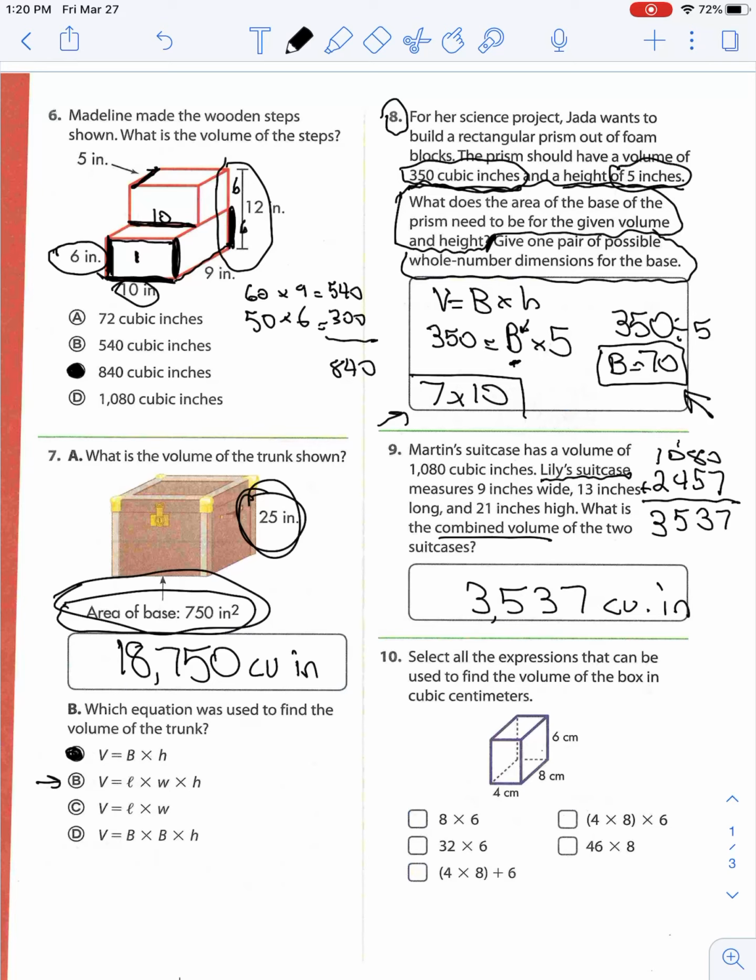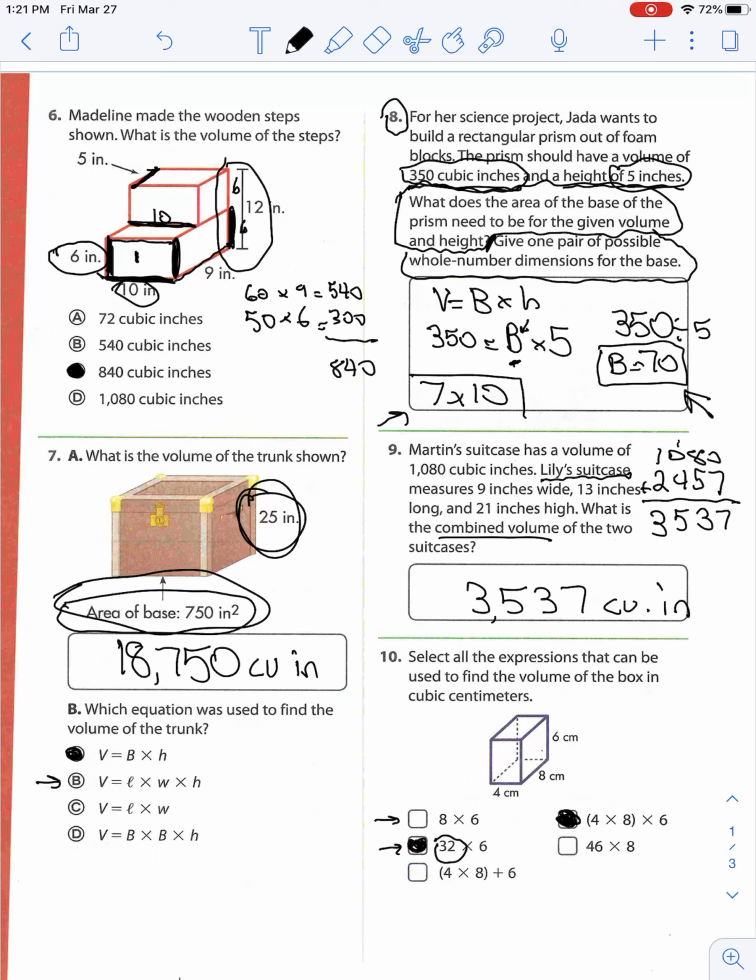And the last one, select all the expressions that can be used to find the volume of the box in cubic centimeters. It was sort of like that other question we had on the other page. We got 4 times 8 times 6. I see that is located right here. In this one, we are selecting the ones that will give us the volume. So if 4 times 8 times 6 is the volume, this one's not going to work because we need to multiply that one by 4. 4 times 8 is 32. And then multiply it by 6 will give us the volume.